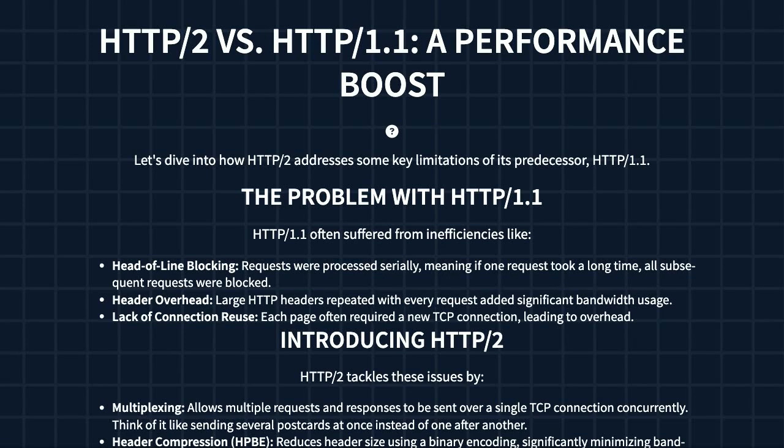HTTP/1.1 had some serious problems, primarily that if one request took a while to complete, everything else had to wait in line. It's like a single-lane highway. Also, all those headers were repeated with every page load, wasting bandwidth. HTTP/2 fixes these issues by allowing multiple requests and responses to happen simultaneously over a single connection.